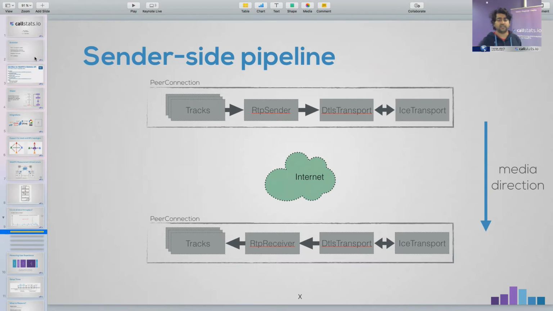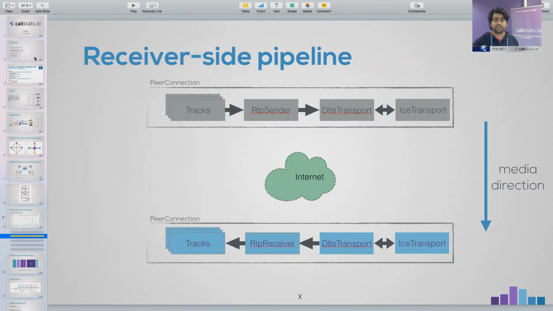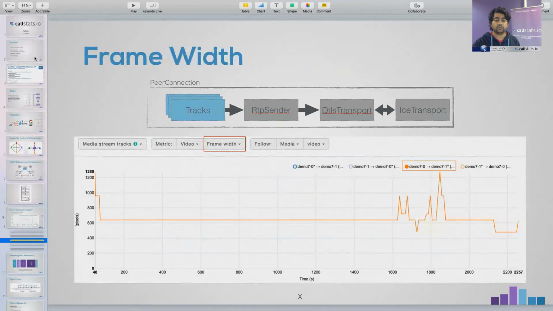So just to recap, we collect data across the pipeline. We collect data from the sender side and from the receiver side, send it to CallStats, and crunch both the sender side and the receiver side in real time. That means we're collecting data across the pipeline from the track, the sender, the transport, the ICE transport, in both directions, if the media is going in both directions from each participant.